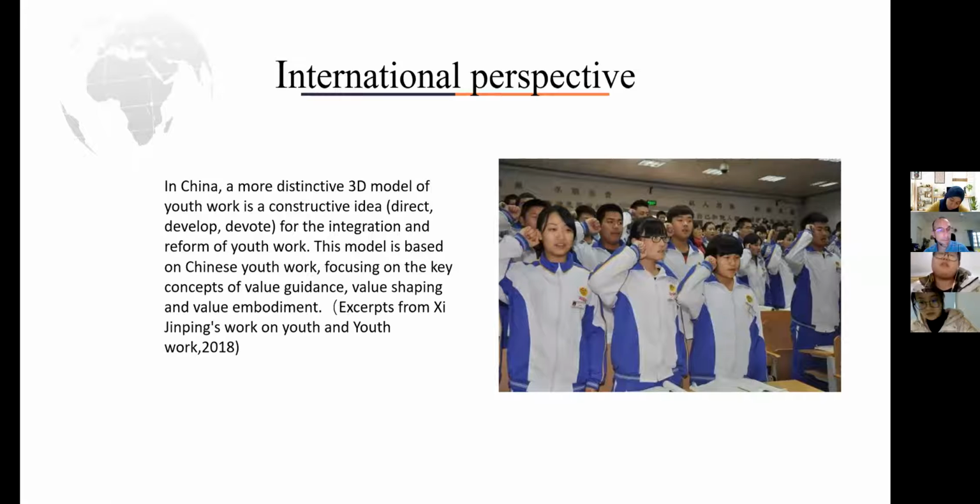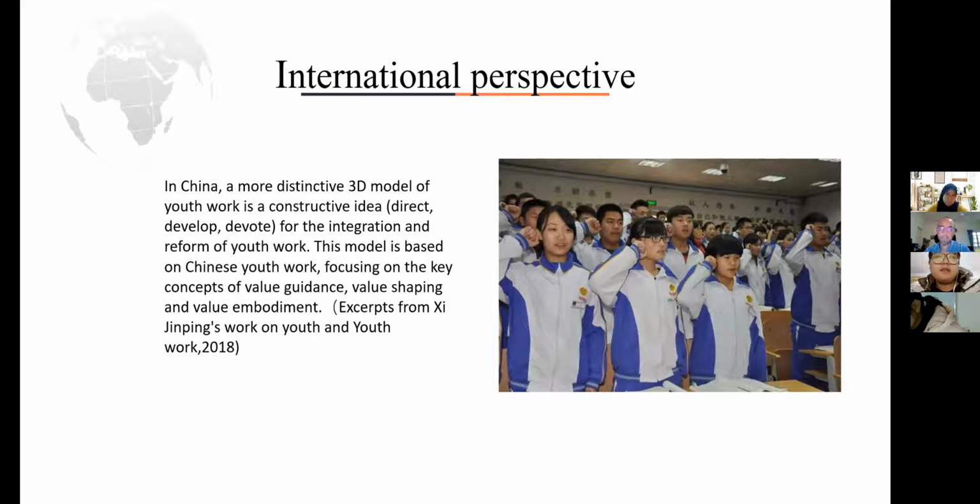Based on the international perspective, I would like to share the 3D model in China. Actually, in China, this model is more distinctive of youth work, and it is a constructive idea for the integration and reform of youth work. The 3D refers to direct, develop, and devote. This model is based on Chinese youth work, focusing on the key concepts of value guidance, value shaping, and value embodiment. And these three aspects refer to direct, develop, devote.